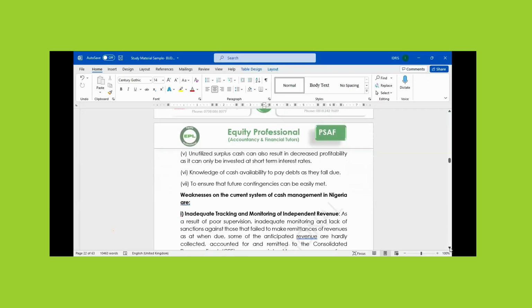Another objective of cash planning and management is to ensure future contingency can be easily met. So these are examples of cash planning and management.